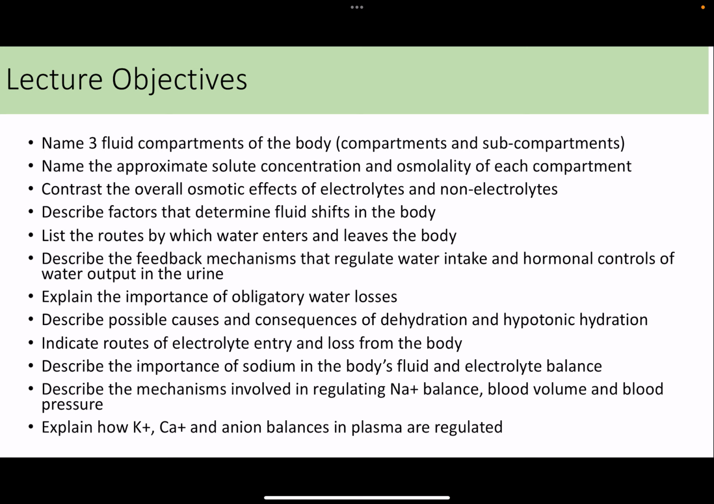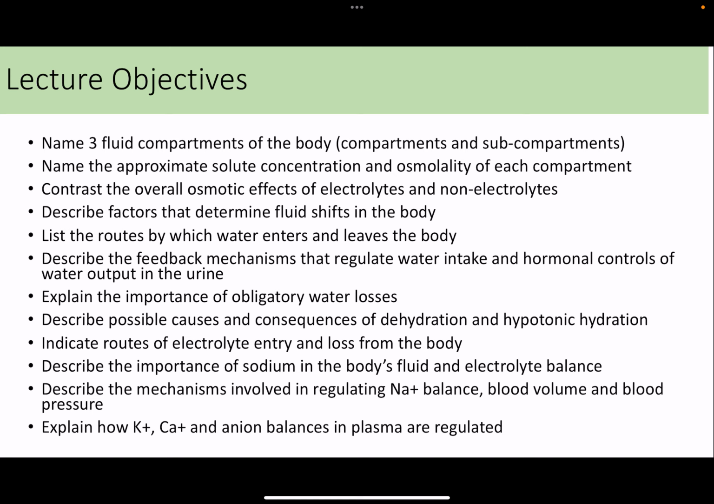Describe the feedback mechanisms that regulate water intake and hormonal controls of water output in urine, which is ADH and aldosterone, which you're all familiar with, and we'll talk about the renin-angiotensin-aldosterone pathway that you all should be familiar with as well. We'll talk about the importance of obligatory water losses, describe possible causes and consequences of dehydration and hypotonic hydration, which is essentially overhydration. We'll talk about the routes of electrolyte entry and loss from the body.